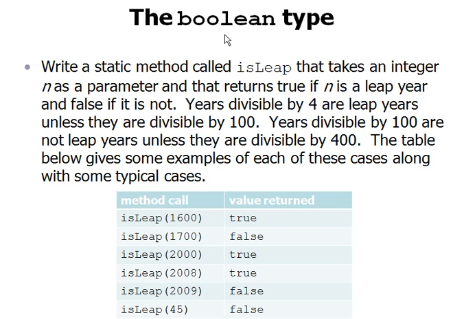This problem involves using type Boolean. We're asked to write a method called isLeap that takes a parameter n and returns whether or not that n is a leap year.